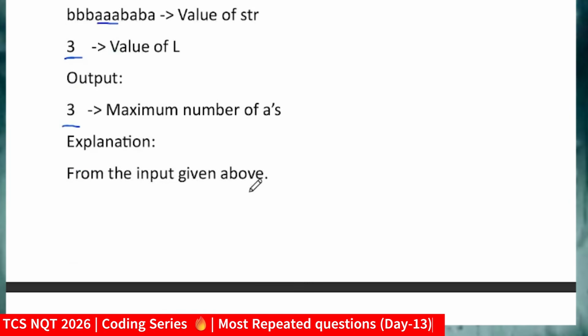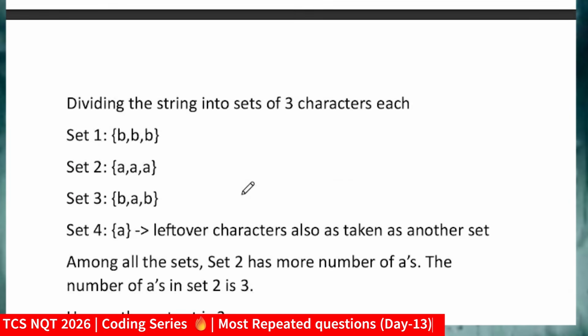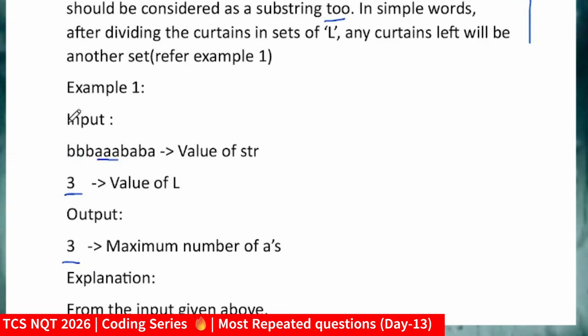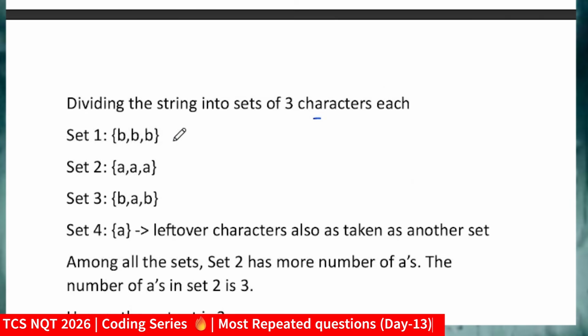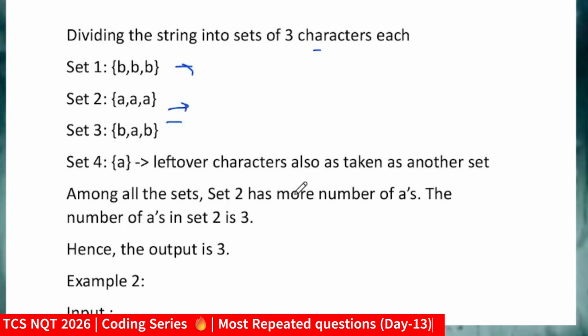Okay, so the explanation from the input given above: dividing the string into sets of 3 characters. If you divide the string into 3 characters, this will be our first, then this will be our second, then third, and then it will proceed. So BBB, AAA, then BAB. The leftover character is also taken as another set, that is A, isn't it? So you have to make pairs of 3.